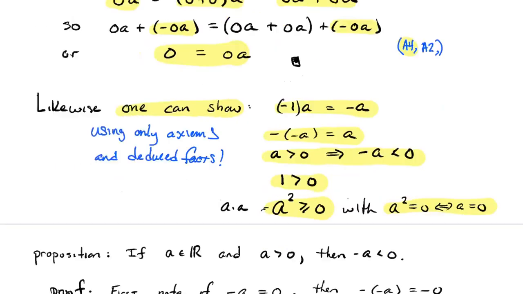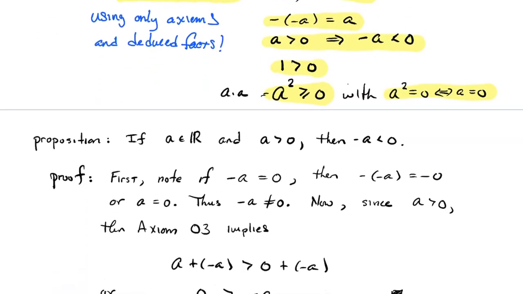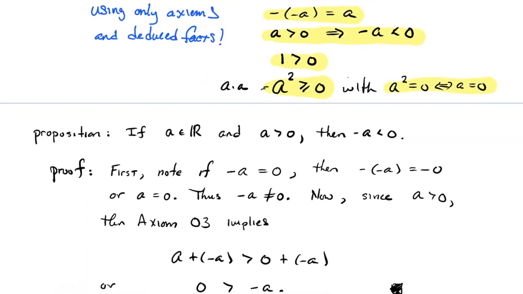Okay, so I think I'm going to end this video lecture by proving one of these things that I listed up there: that if you take a real number and it's greater than 0, then its additive inverse is less than 0. I'm going to try to walk you through an axiomatic based proof of that fact.